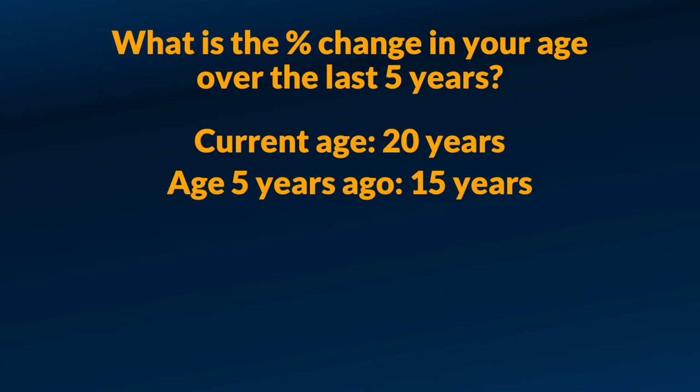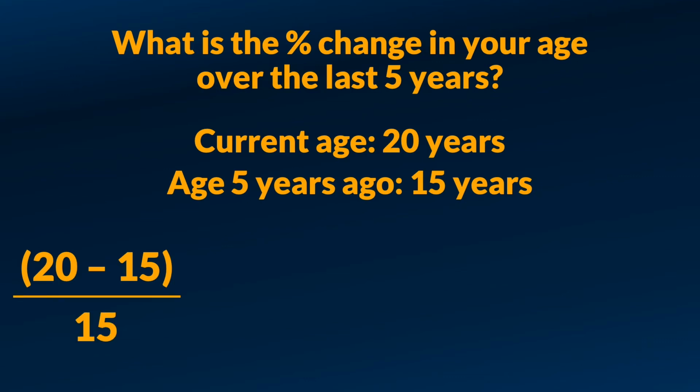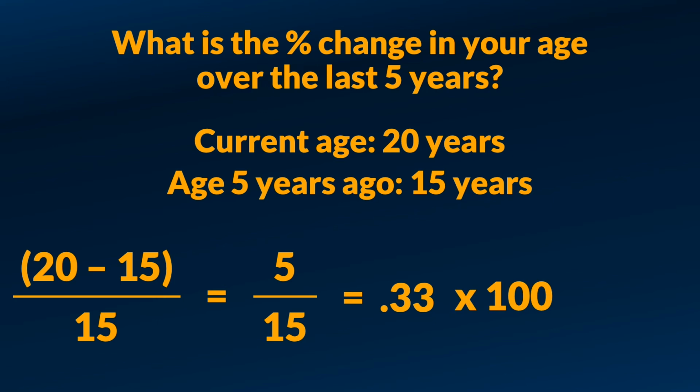So you were 15 years old 5 years ago. Percent change is new value, so 20, minus old value, so 15, over old value, 15. 5 over 15 is 0.3333333. Since it's a percent, we need to adjust decimal places. So if you're 20 years old today, over the last 5 years you aged 33%.